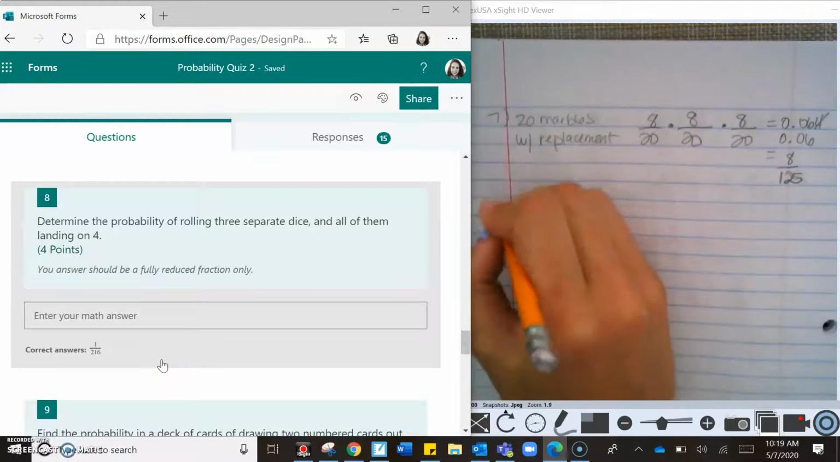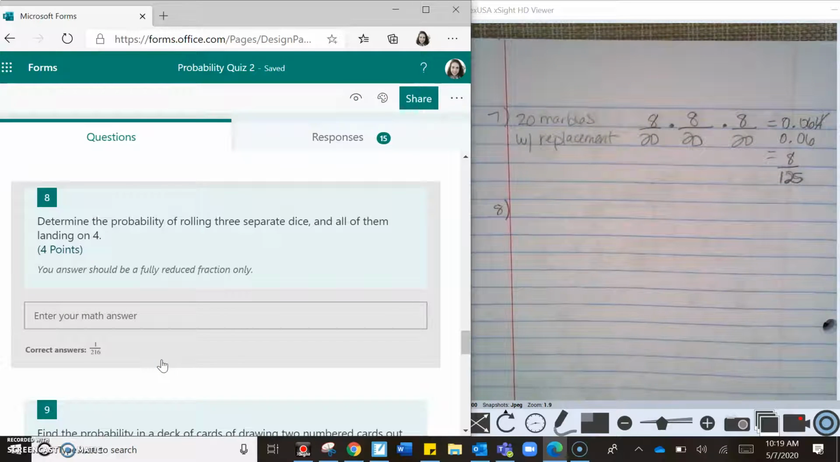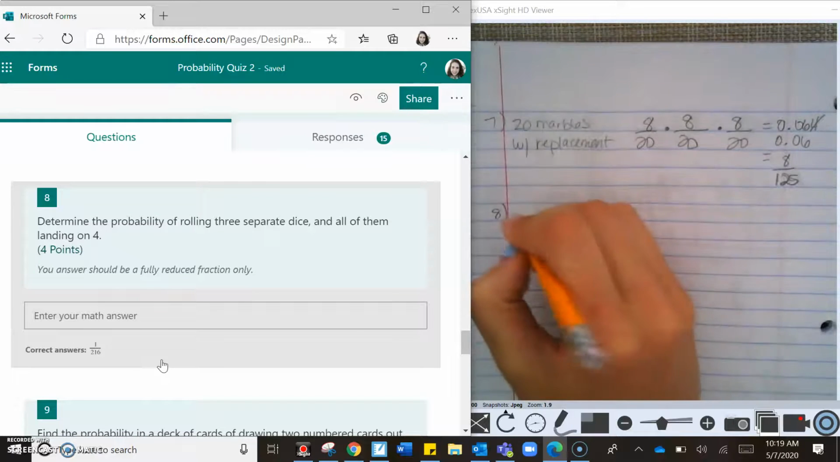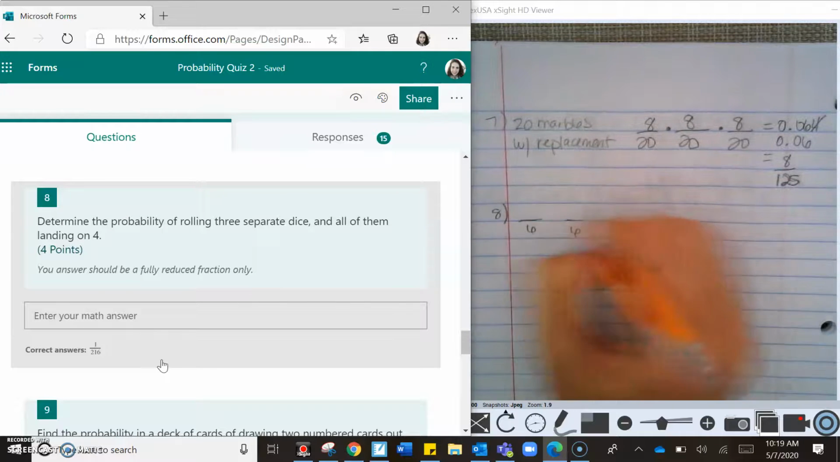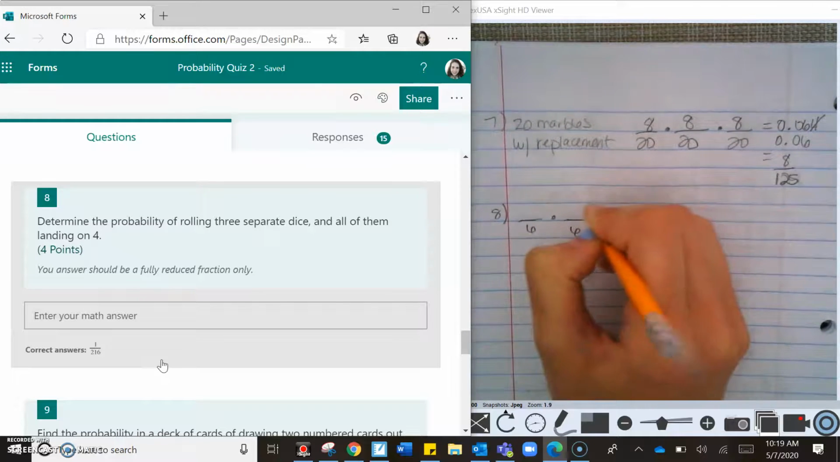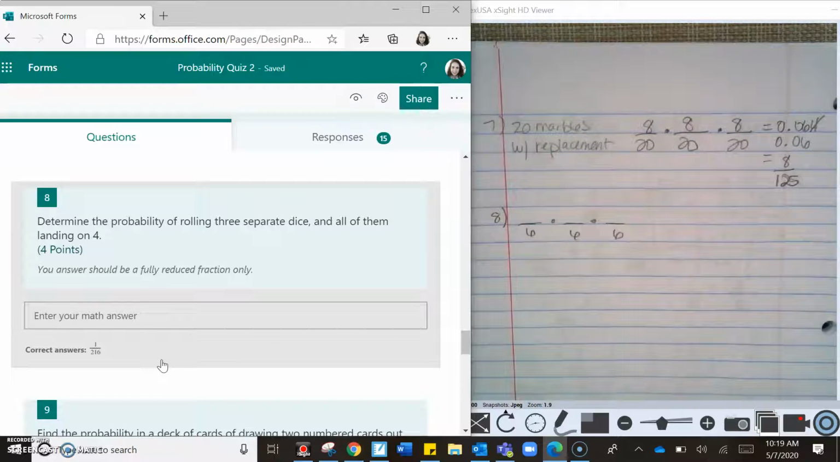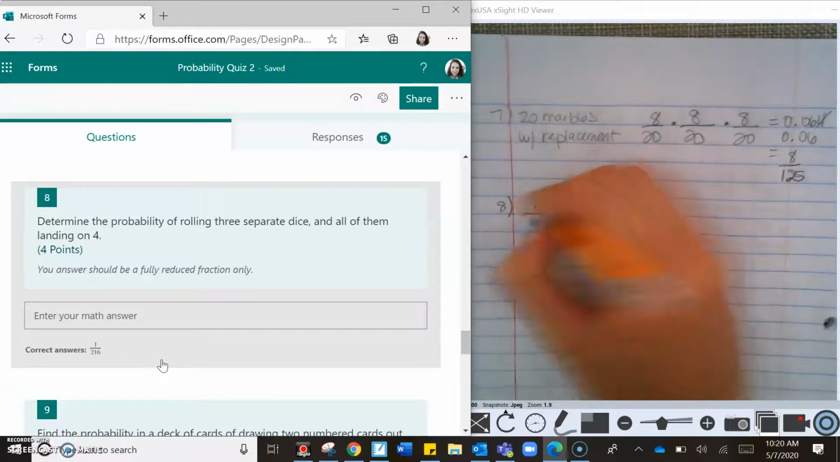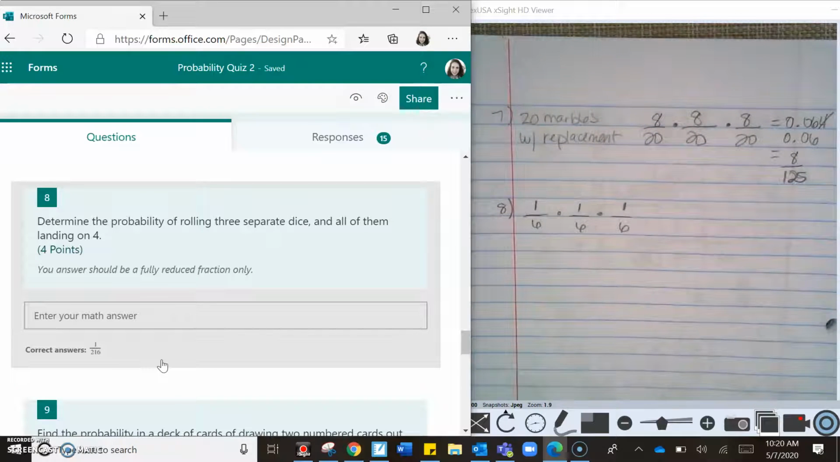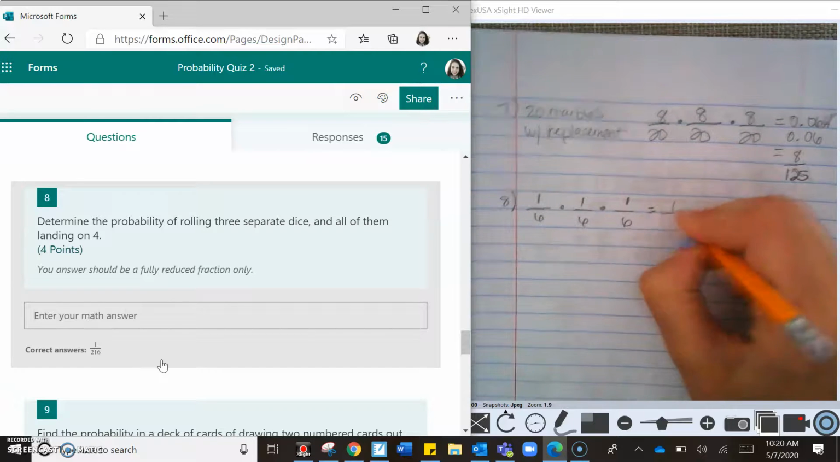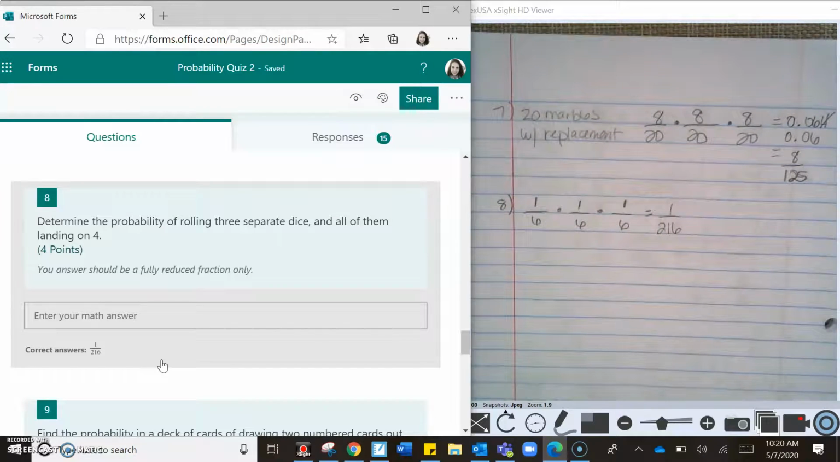Number 8. Determine the probability of rolling 3 separate dice and all of them landing on a 4. So we have 3 dice. Each of those dice are 6-sided. Okay, we see that word and, so we're multiplying, right? Well, I have a 1 out of 6 chance each time. Okay, there's only 1 four on each of those dice. So I can just multiply 6 times 6 times 6, and I get 216.